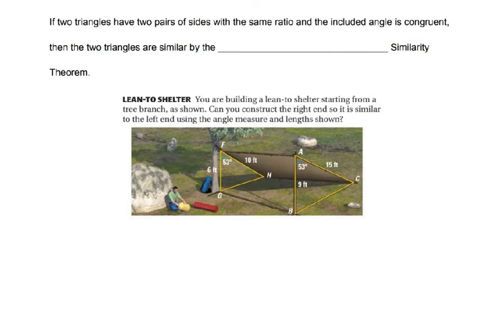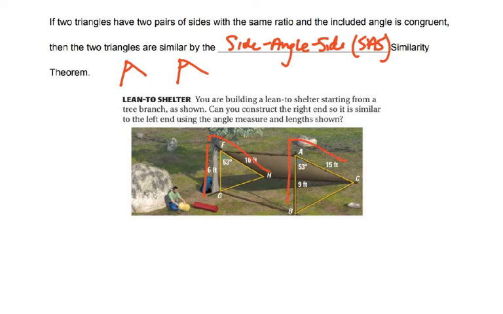So if we have a situation where we have two sides and the angle in between them, the sides have the same ratio, but the angles are congruent, that would be the side angle side similarity theorem. We're going to check that theorem on these two triangles. So first, we're going to check the angles. We know angle F is the same measurement as angle A. They're both 53 degrees. So we have the angle.